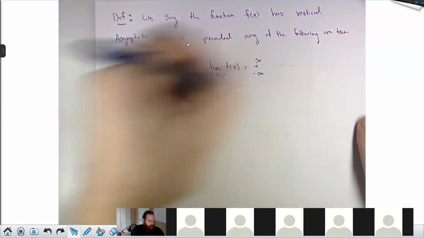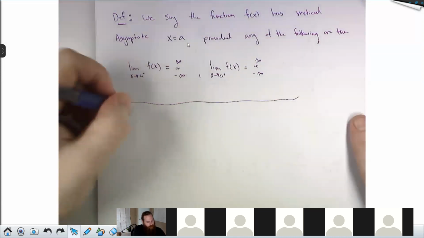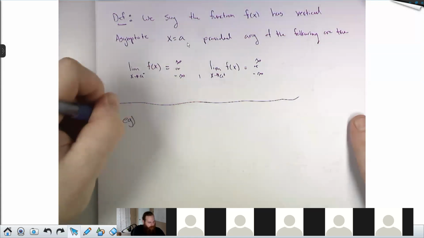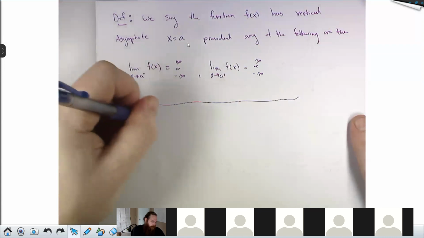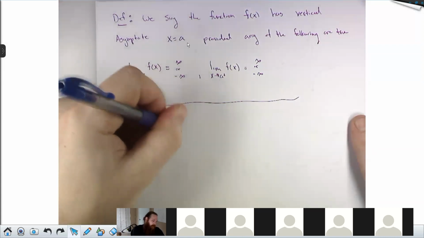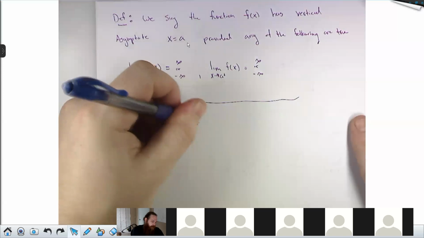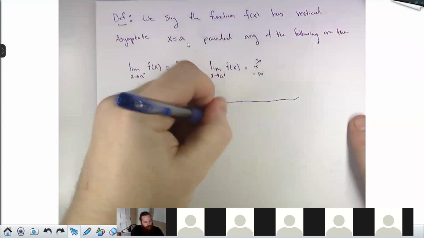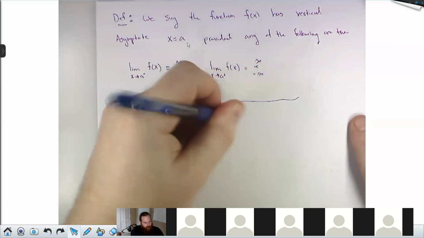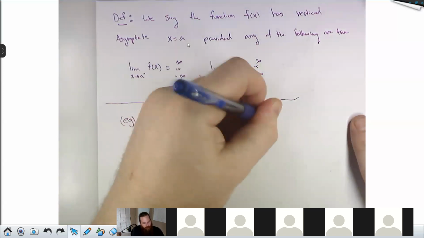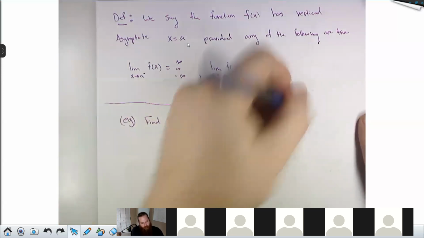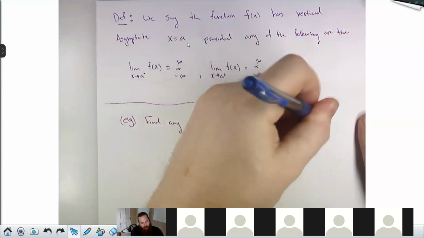So let's look at any possible limits to 0 of f of x equals the natural log of x.